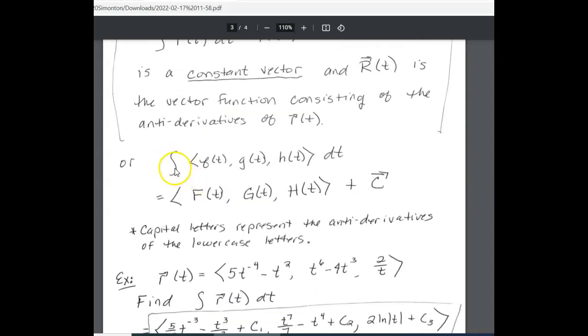Or in other words, the antiderivative of this is the new vector, capital F, capital G, capital H, where these capital letters are the antiderivatives of the lowercase letters, plus a constant at the end. Make sure the vector at the end is a constant.